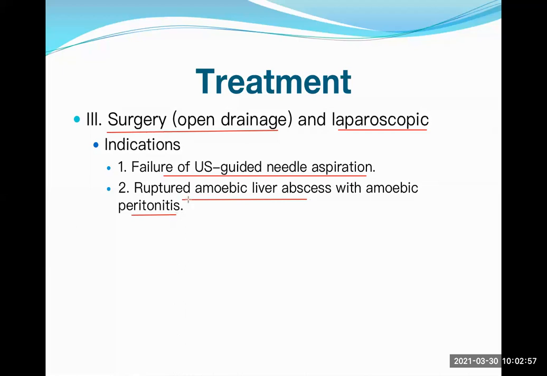So without any hesitation, laparotomy should be done, okay? And then a thorough washout of the peritoneal cavity is done with a removal of all the remaining abscess cavity. So this is an emergency situation here.